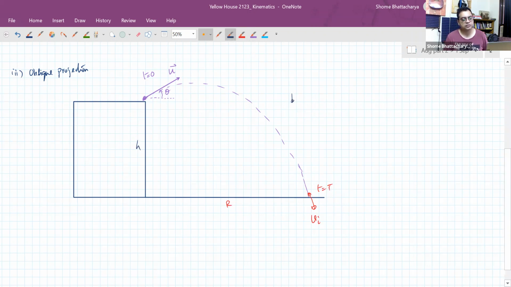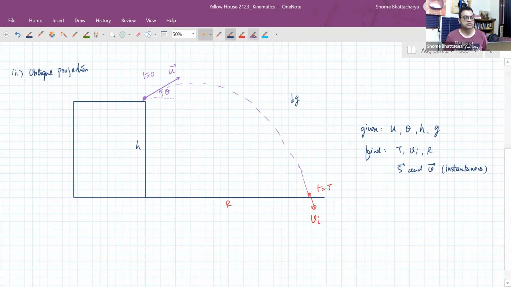Given we know the magnitude of u, we know theta, we know h, and of course we know g, we want to find these various things: displacement and velocity, instantaneous.